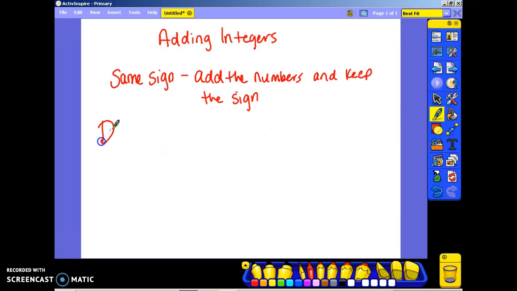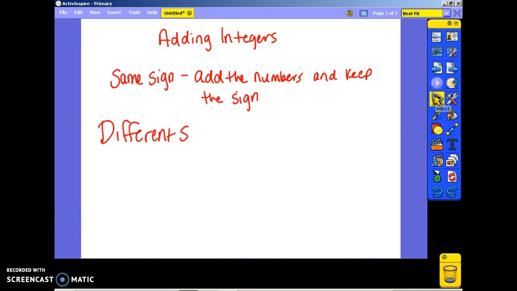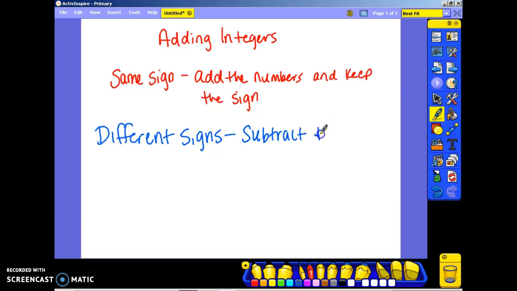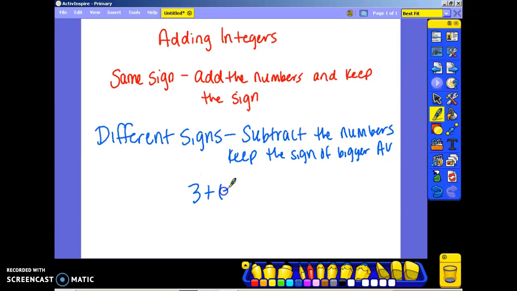When the signs are different, actually I'm going to do this in another color. So when the signs are different, subtract the numbers. Keep the sign of the bigger number, the number with the highest absolute value. Do AV for absolute value. So if I have 3 plus negative 4, 3 is positive, 4 is negative, so I'm subtracting. Subtract the big number, 4 minus 3 is 1. 4 is the bigger number, it's negative, so my answer is negative 1.